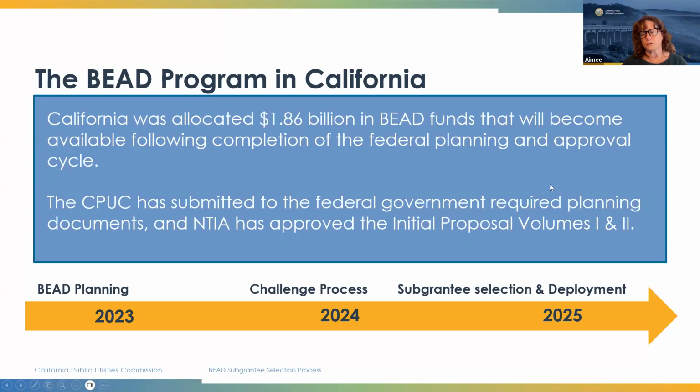These include a high-level 5-year action plan, an initial proposal, volume 1, which outlined the challenge process, which has been completed, and initial proposal, volume 2, which is the critical volume for the subgrantee selection process and really your guide to this process. So I highly recommend that you review that before submitting any application materials. It's really critical to understanding the program and understanding California's specific requirements for the program.